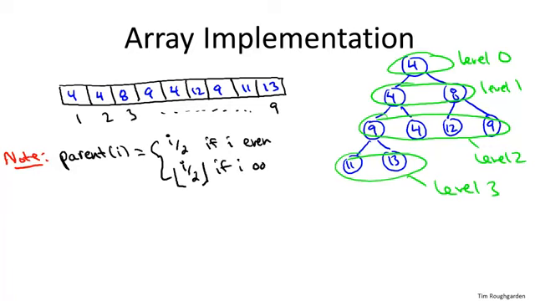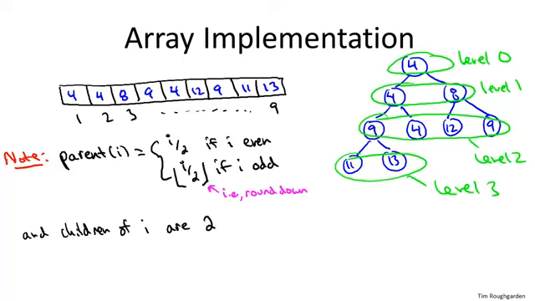So, for example, the objects in positions 2 and 3 have as their parent the object in position 1. Those in 4 and 5 have the one in position 2 as its parent. 6 and 7 have as their parent the object in position 3, and so on. And of course, we can invert this function. We can equally easily determine who the children are of a given node. So if you have an object that's at position i, then you notice that the children of i are going to be at the positions 2i and 2i plus 1.